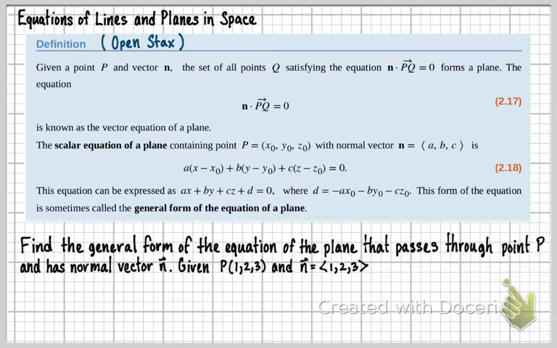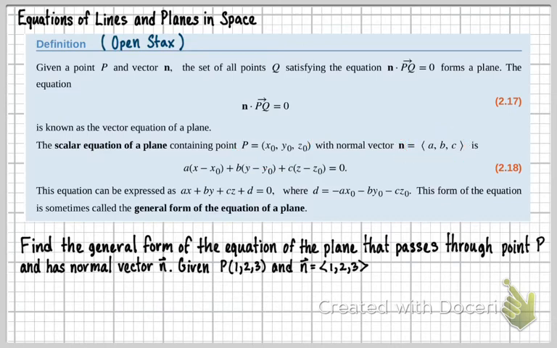The scalar equation of a plane. So I got a problem down here now. This problem says find the general form of the equation of a plane that passes through point P and has normal vector n. Given P equals (1, 2, 3), and n is the normal vector (1, 2, 3). So again, in order to find a plane, all I need is a vector and a point. And not just any vector, that vector has to be the normal vector.